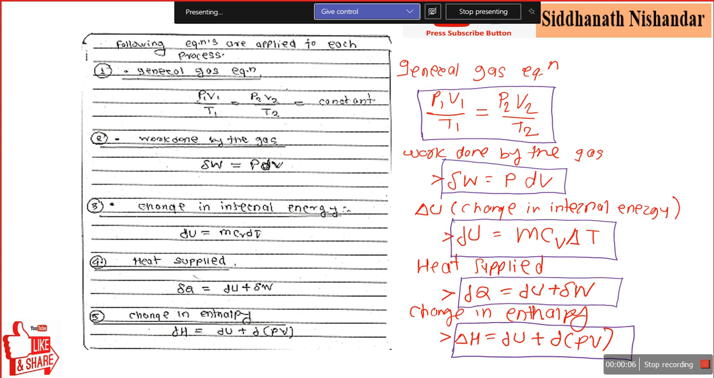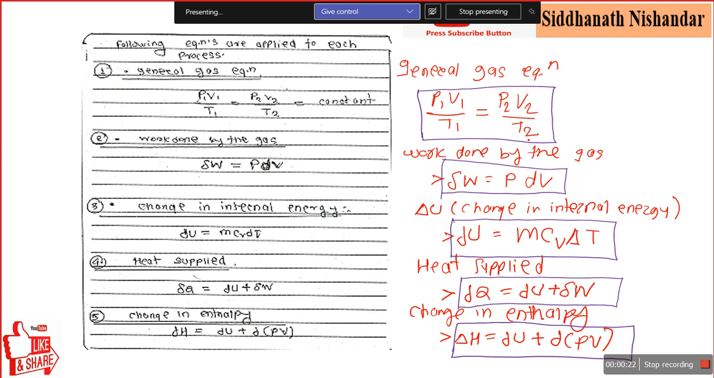In the last lecture, I discussed the isobaric process. Before starting the new process, we just go through these 5 formulas, which I already discussed in the previous lecture also.